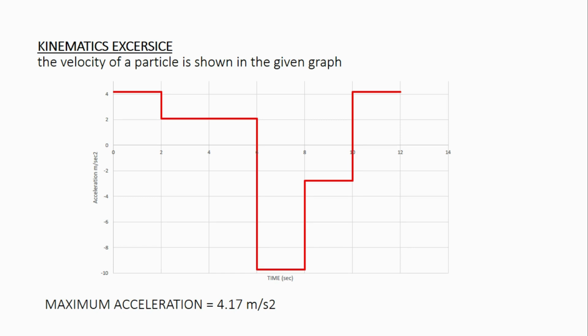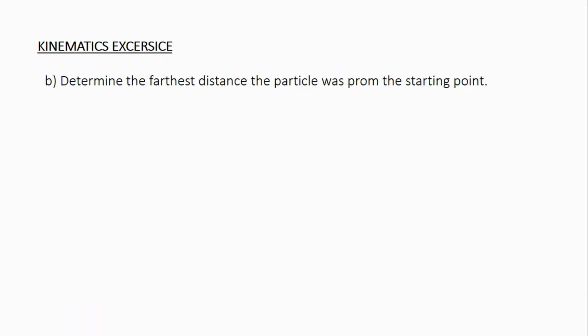Now let's proceed to solve part B. We need to determine the farthest distance from the starting point that the particle reached at any moment during its motion. To do this, let's review the data provided in our velocity graph.